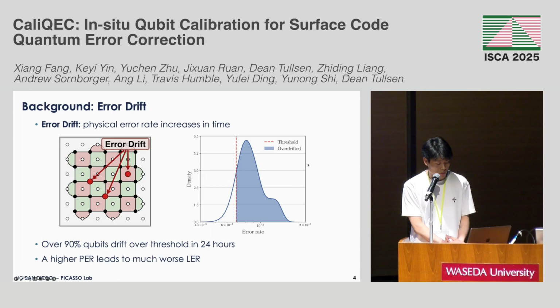So this is a distribution, and even if the physical error is below the threshold, a higher physical error rate just means a worse logical error rate, and you need to encode with a larger code distance to maintain the original level of logical error rate.